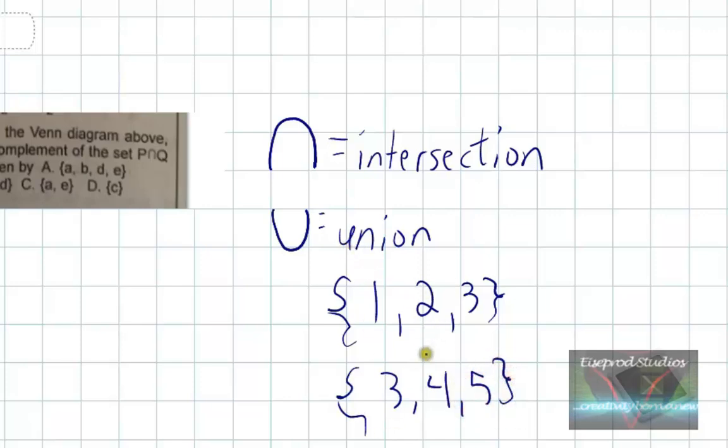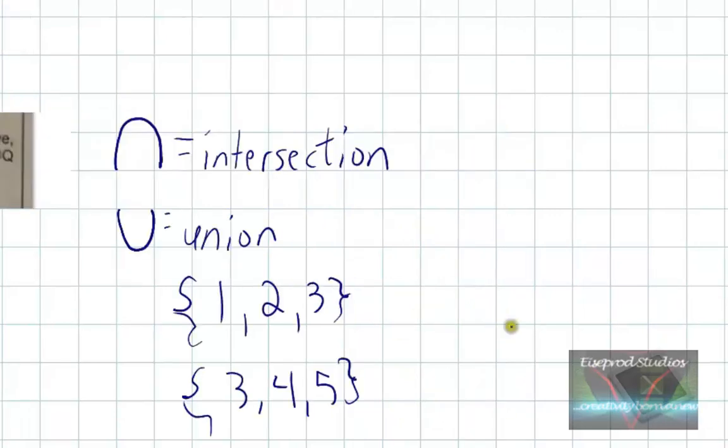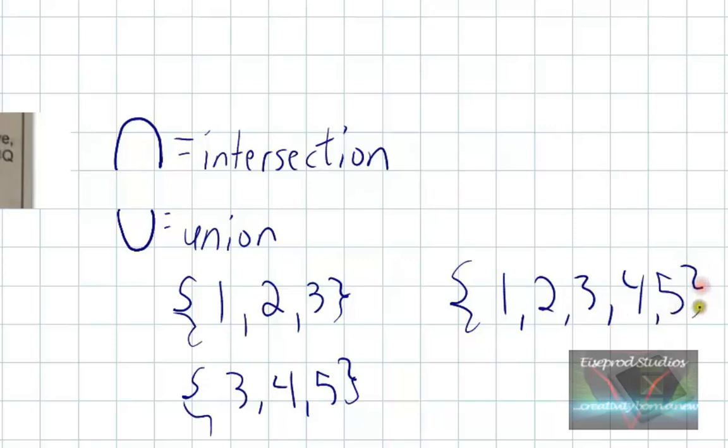A union of these two sets would be 1, 2, 3, 4, and 5. Why is that? Well, that's because with a union, you're going to include everything in both. And if you have something that is common, then you only count it once. And so it can be related to, like, say, a marriage. In a marriage, if one person has so many things and the second person has so many things, then you just combine them.